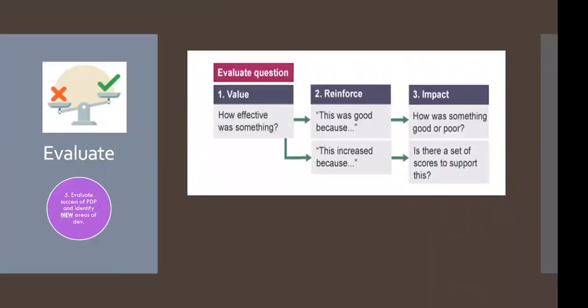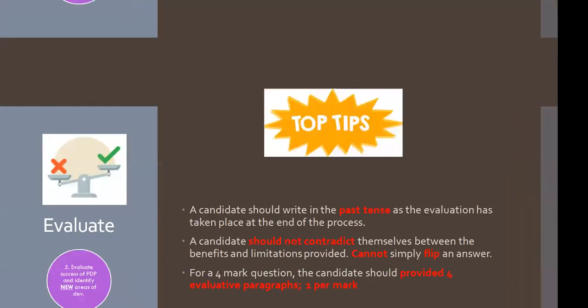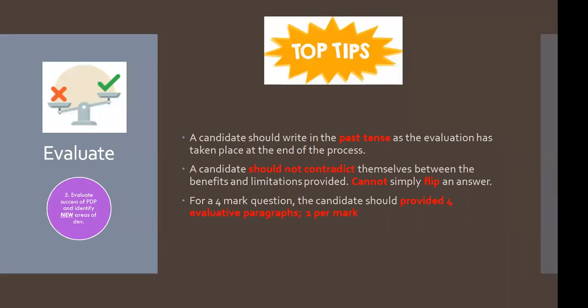Here's another example from BBC Bitesize. I know some people use this as well, the VRI: the value, reinforce that, how it was good because, and then the impact. These are all great ways of doing it, and absolutely credited. Some top tips before I go into how we approach this. I would advise that a candidate should try to write in the past tense for this, because an evaluation is taking place at the end of a process or after something, and it gets them into that thinking of, yeah, that was useful because. Getting them to write in the past tense certainly gets them into that mindset and is helpful, I think.